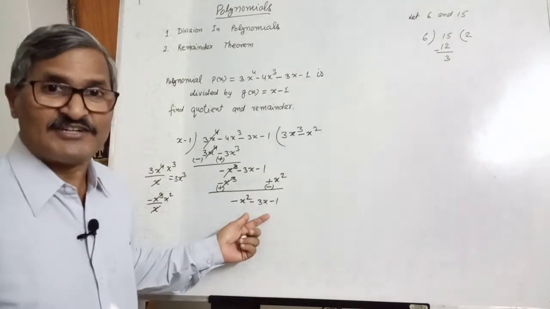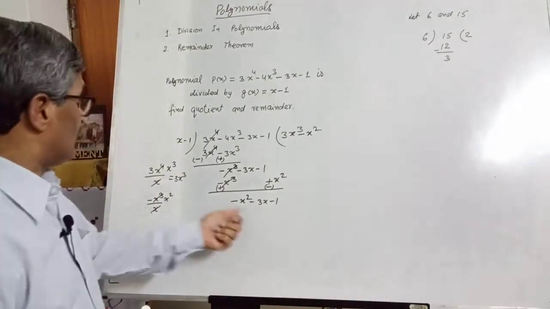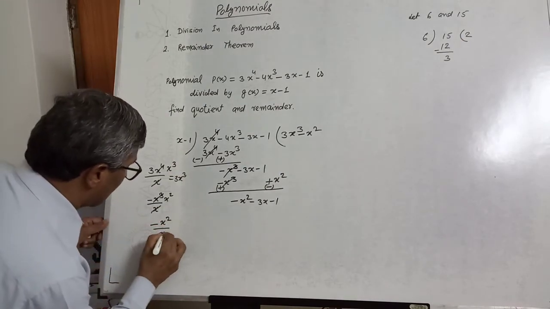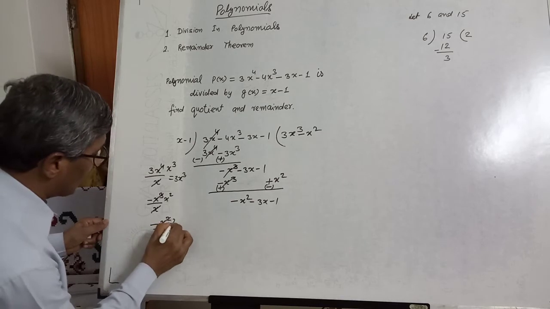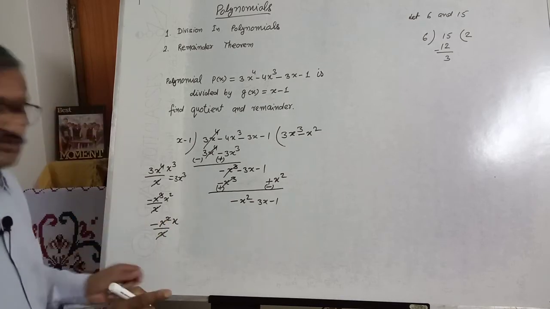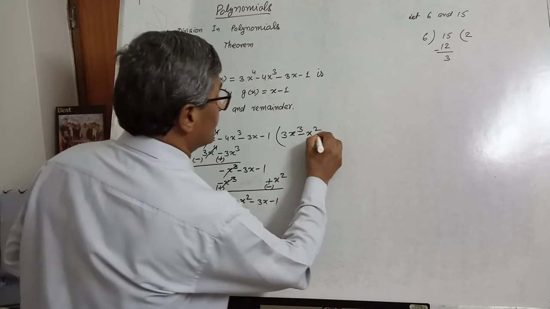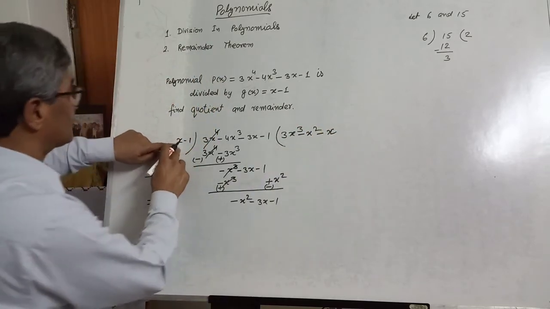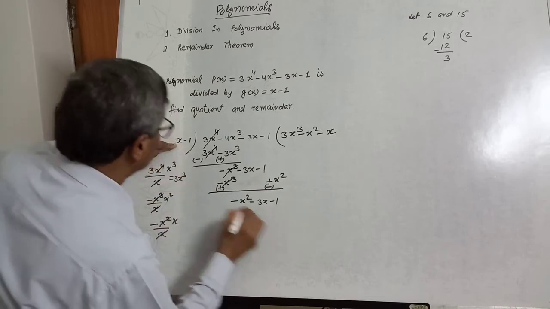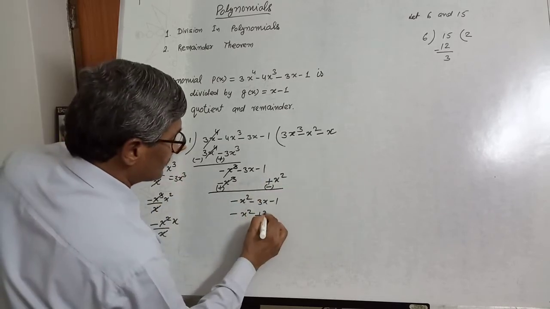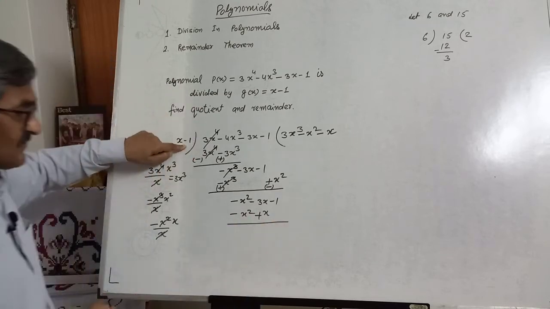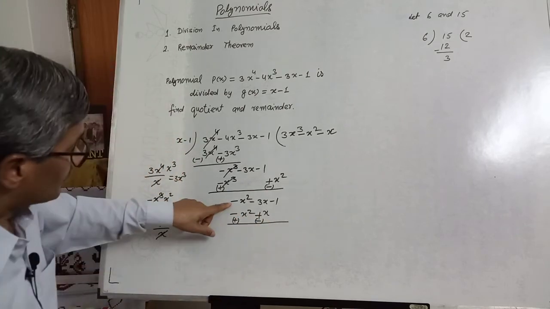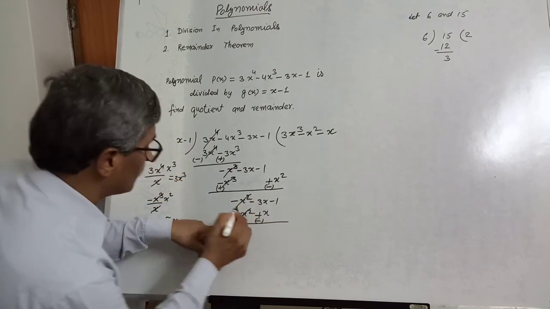Again we have got a new dividend. Now power is more here. Again divide x square by x, then what will we get? One power will be reduced, so we are getting minus x. Here it will be minus x. Now multiply this minus x with this. Minus x square, minus minus plus x. This is now subtracted, plus minus. This is minus, this is plus, so this will be cancelled.